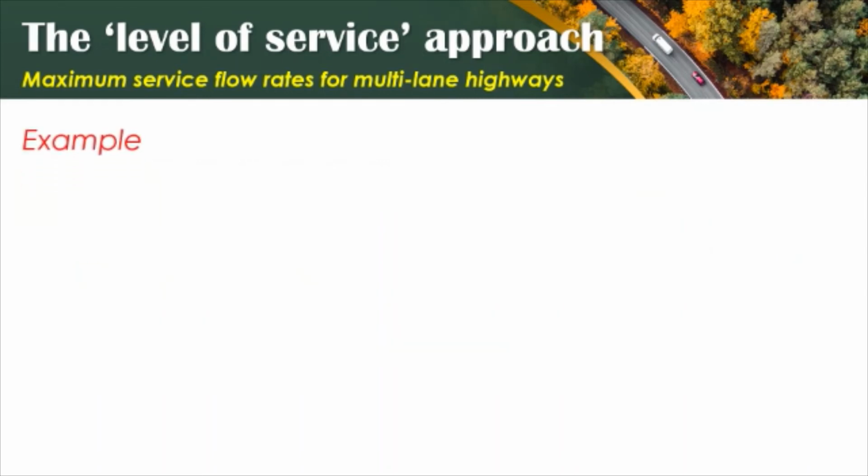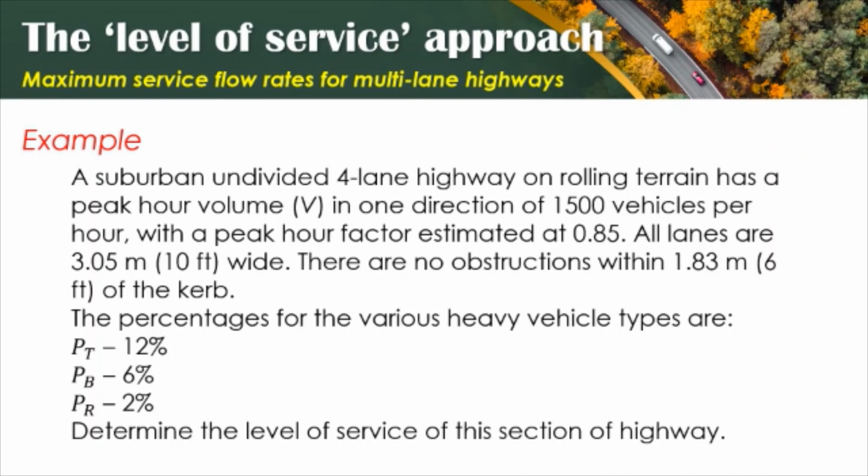So, let's have an example. A suburban undivided 4-lane highway on rolling terrain has a peak hour volume in one direction of 1,500 vehicles per hour, with a peak hour factor estimated at 0.85. All lanes are 3.05 meters or 10 feet wide. There are no obstructions within 1.83 meters or 6 feet of the curb. The percentages for the various heavy vehicle types are P sub T is 12%, P sub B 6%, and P sub R is 2%. So determine the level of service of this section of highway.